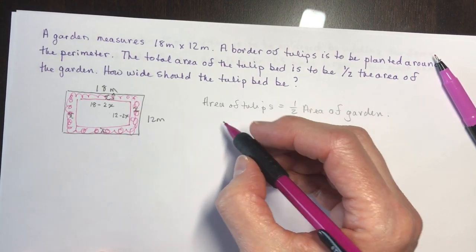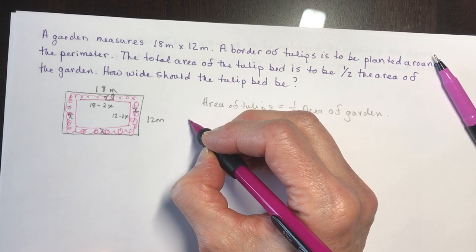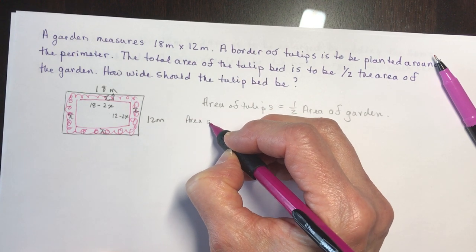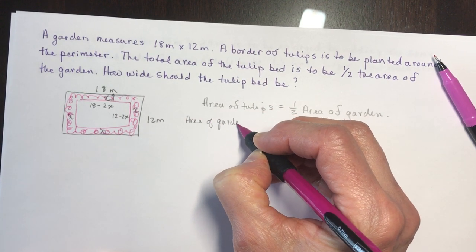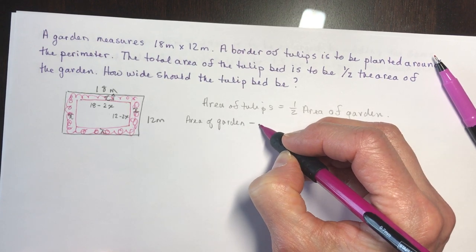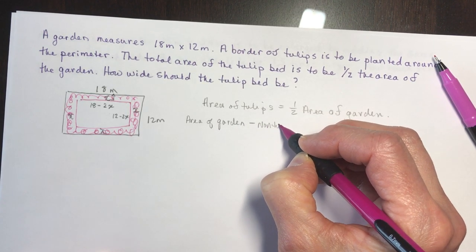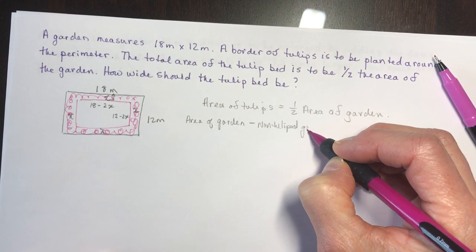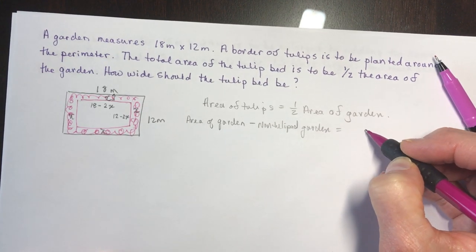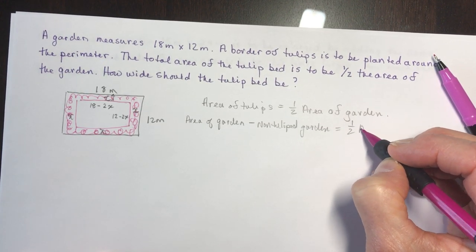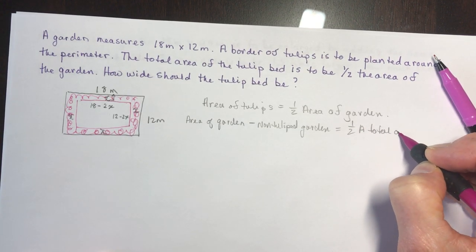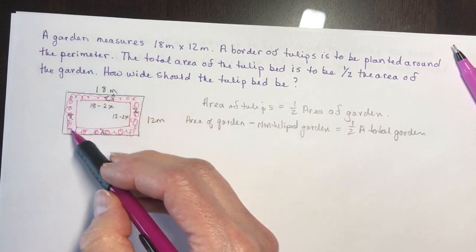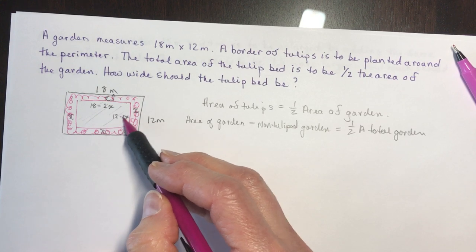So the area of the tulips is going to be the area of everything minus the inside, right? Area of garden. And we're going to subtract the non-tulip bed garden. I don't know how else to explain that. Non-tuliped garden. And we want that to be equal to half the area of the garden. Half area, total garden. Okay, we're talking gardens and gardens here. So the whole thing is just one big garden with tulips and then something else in the middle here. They don't tell you what they're going to put there.